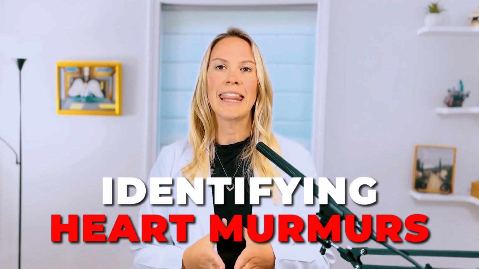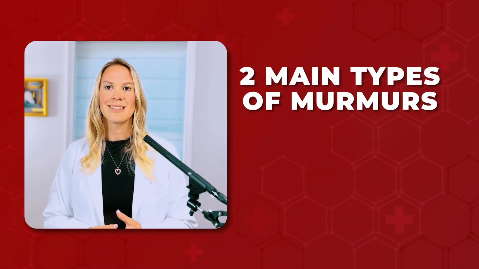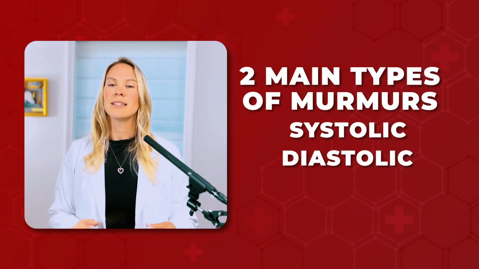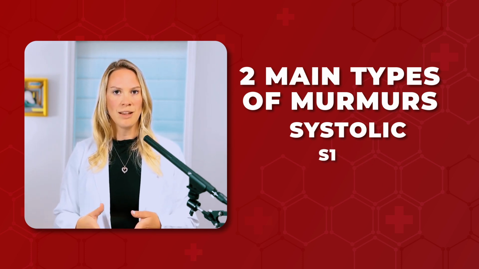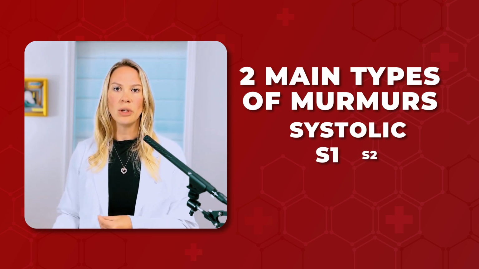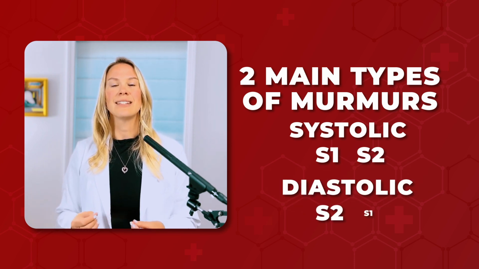Now let's talk about identifying different types of heart murmurs. Again, this is tested from the time you start all the way through your recertifications. Murmurs are sounds produced by turbulent blood flow within the heart or its vessels. They can be caused by various conditions, such as valvular stenosis, regurgitation, or congenital defects. There are two main types of murmurs, systolic and diastolic. Systolic murmurs occur between the first heart sound, or S1, and the second heart sound, or S2, while diastolic murmurs occur between S2 and the next S1.